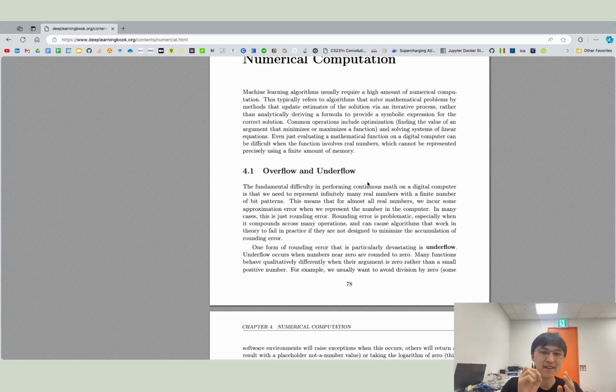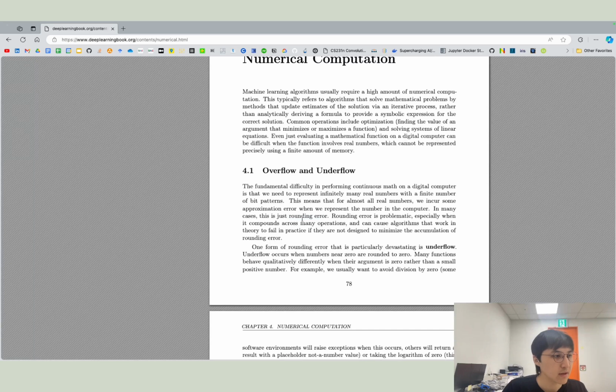If your number is very small, 0.000 and a bunch of zeros and then 1, and your programming language data type cannot represent it, it will just say it is 0. So it creates a problem, which we call rounding error. Rounding error is problematic, especially when it compounds across many operations, and can cause algorithms that work in theory to fail in practice if they are not designed to minimize the accumulation of rounding error.